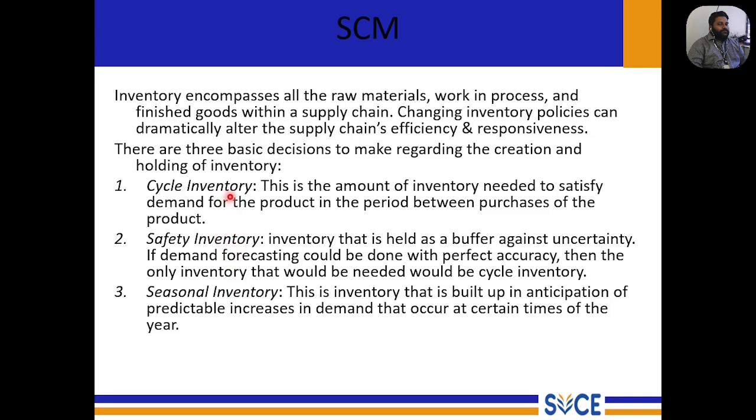Cycle inventory is the amount of inventory needed to satisfy the demand for the product in the period between purchases of the product. So this is a major or a common inventory which is being incorporated. Safety inventory is inventory that is held as a buffer against uncertainty. If the demand forecasting could be done with perfect accuracy, then the only inventory that would be needed would be the cycle inventory alone. That is, as we said over here.